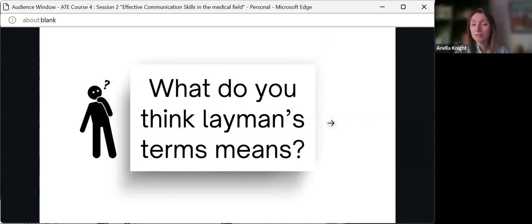Simple terms, explaining something simply, simplifying things for patients. Yusra saying plain English. I like this, plain English. Easy to understand. Many answers. Thank you. Explaining to someone who has no idea about scientific information, simple language for patients to understand, communal words or common words. Great, thank you everyone.